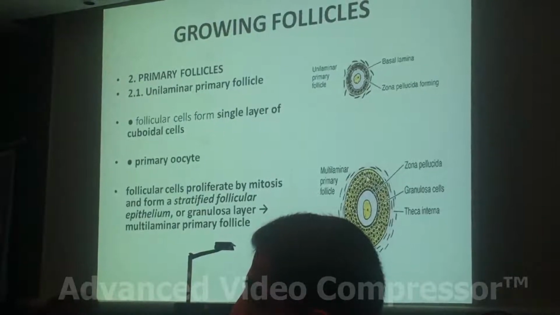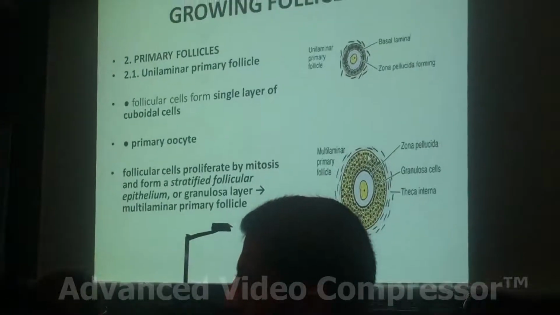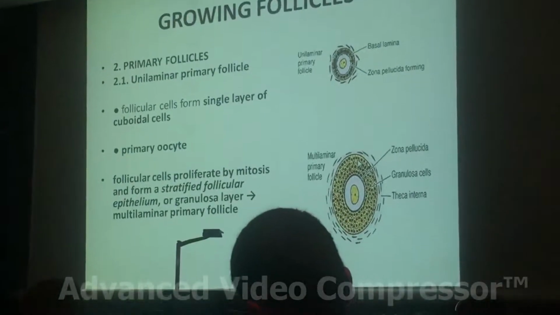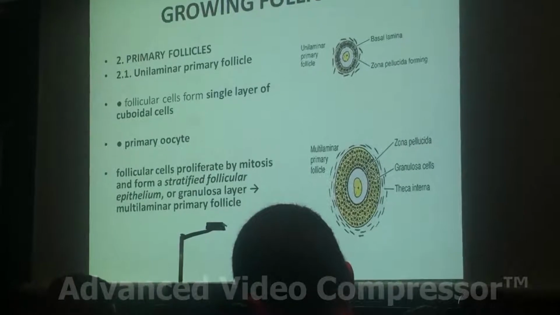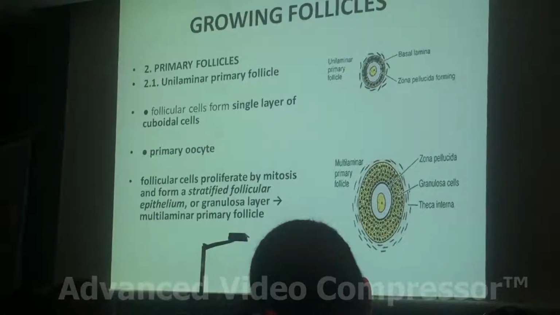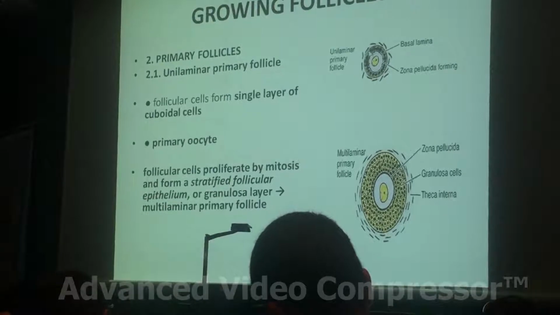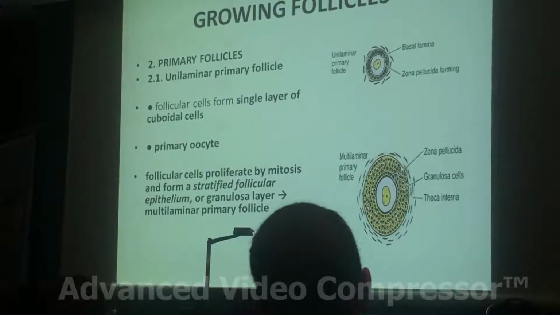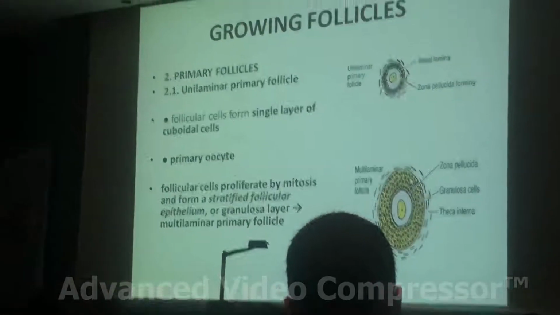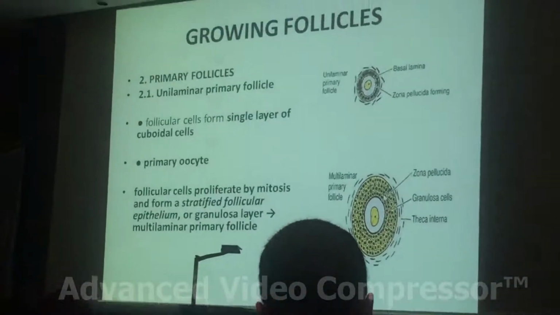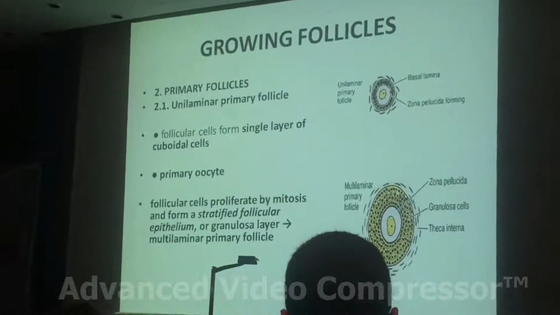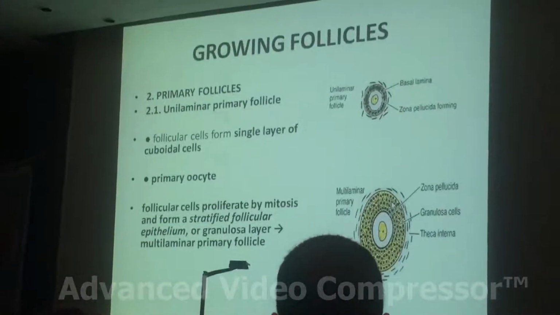Later, the epithelial cells will proliferate more and more, and they will be turned into a layer of stratified cuboidal epithelium. Thus, the primary follicle is divided into two substages, if you want. The first is termed the unilaminar primary follicle, one layer of cuboidal epithelium. The other one is the multilaminar primary follicle. The epithelium has turned into stratified cuboidal. What other changes? This is the oocyte, this is the nucleus and nucleolus. These are the follicular cells that are stratified.